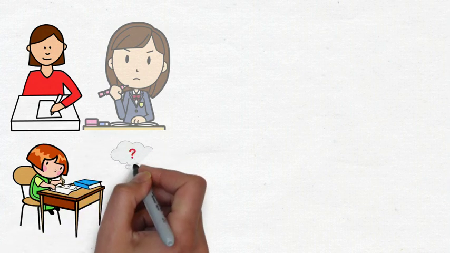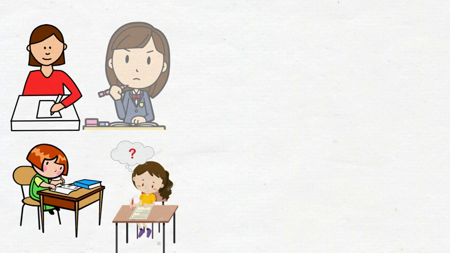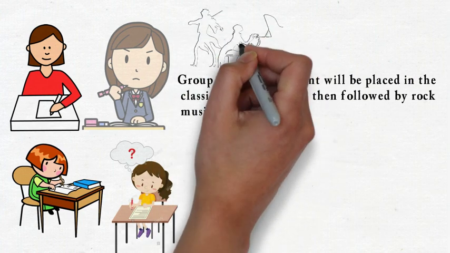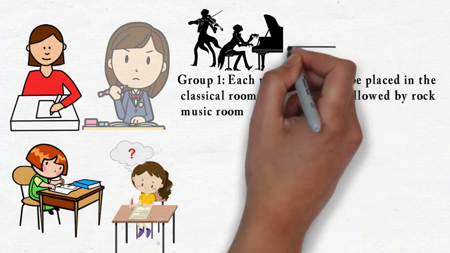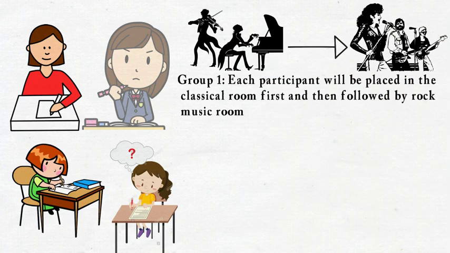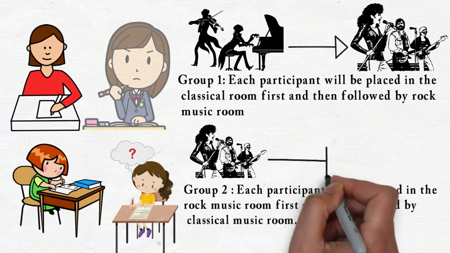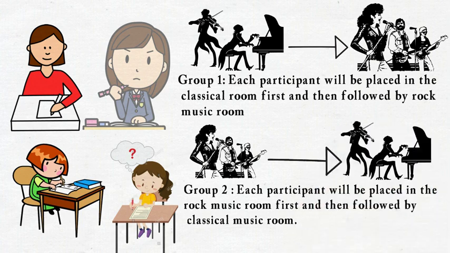So what I will do is subject by subject counterbalancing. I will divide them into two groups, but lahat sila ay mararanasan ang both conditions. Group 1, each participant will be placed in the classical room first and then followed by the rock music room. Group 2 naman, each participant will be placed in the rock music room first and then followed by the classical music room. So dito ma-observe ko kung sila ba ay nag-improve dahil sa music sa room or ito ba ay dahil sa practice effect. As you can see, lahat sila ay nakaranas ng both conditions. Magkaiba lang yung kanilang sequence ng treatment.